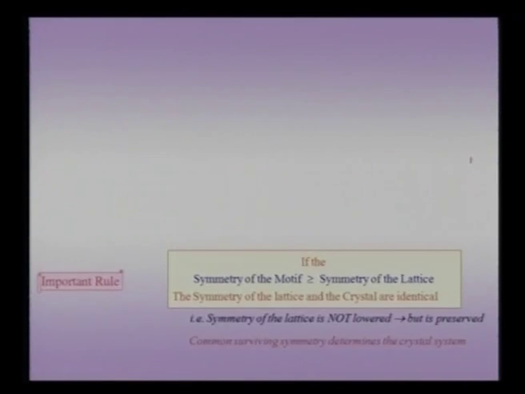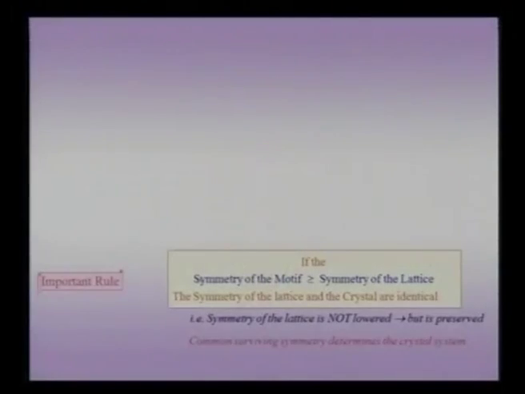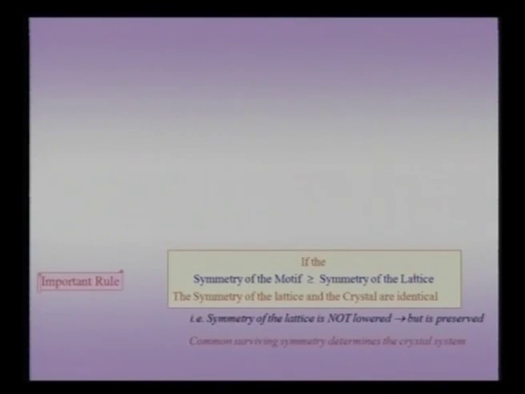So we will try to generalize the understanding we have gained from these two examples, that if the symmetry of the motif, and of course when I am talking about symmetry of the motif, I am considering also the orientation of the motif with respect to the lattice, is greater than the symmetry of the lattice, then the symmetry of the lattice and the crystal are identical.